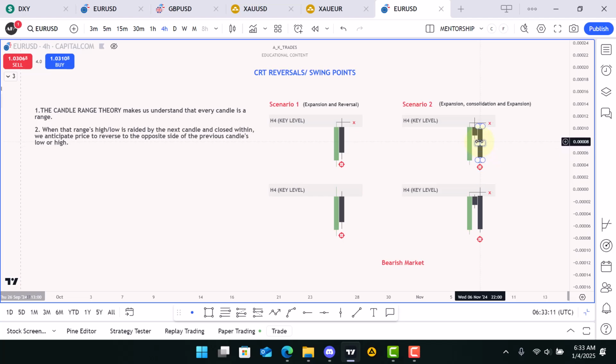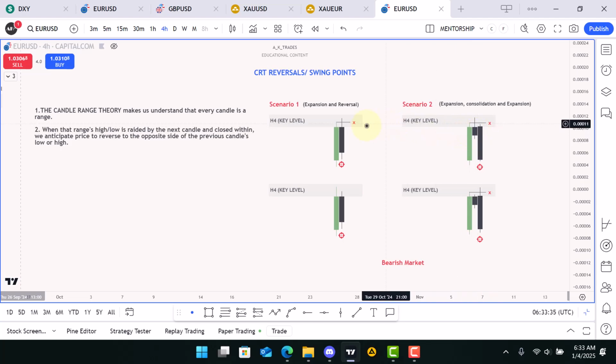Now, what is happening here is a 3-candle formation. Candle 1 tapped into a 4-hour key level. Look at what candle 2 did. It consolidated and manipulated. This is our manipulation leg. It manipulated the previous candle's high.